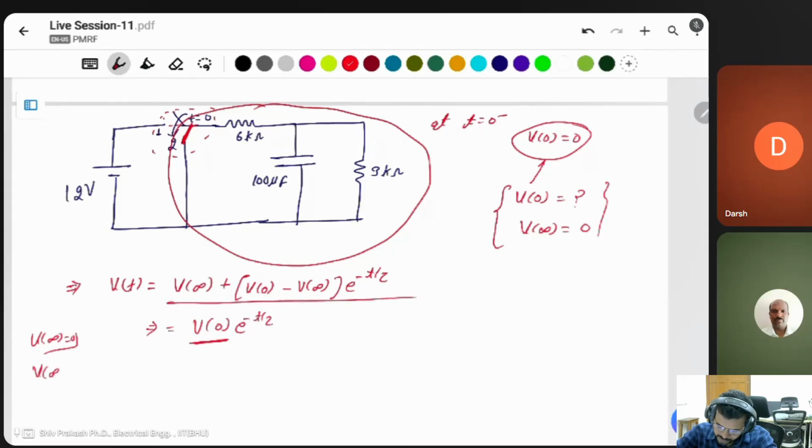If the initial voltage is 0 but the final voltage is there, meaning after t equals 0 some source is there, then in that case it is v infinity times (1 minus e to the power of minus t by tau). It means the initial voltage is 0, so you can take v infinity common.